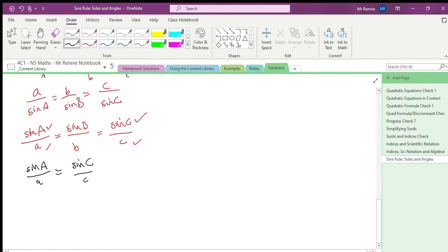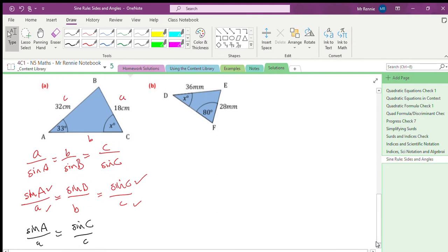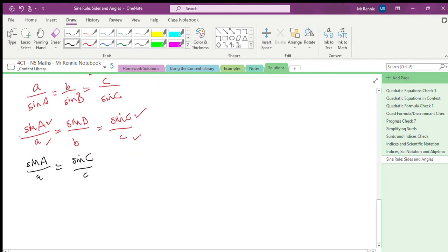Okay, so let's put our data in. So the angle at A, that is 33 and the length is 18. Sine of the angle is 33 over 18. That's going to equal sine of x. I don't know what my angle is, so that's what was called x, and it was going to be 32, the length there.